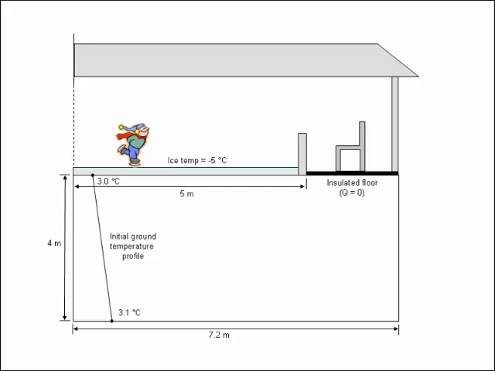Outside the ice surface, the floor of the building is assumed to be insulated so that no heat can cross to this part of the floor. Prior to placing the ice, the in situ ground temperature is at a steady-state condition of 3 degrees Celsius at the ground surface and 3.1 degrees at a depth of 4 meters. The material properties for the ground and the relationships between temperature and thermal conductivity and unfrozen water content can be found in the GeoStudio tutorials book.